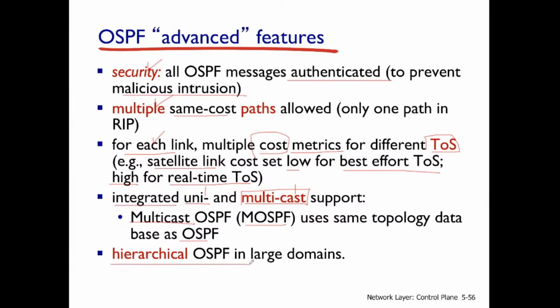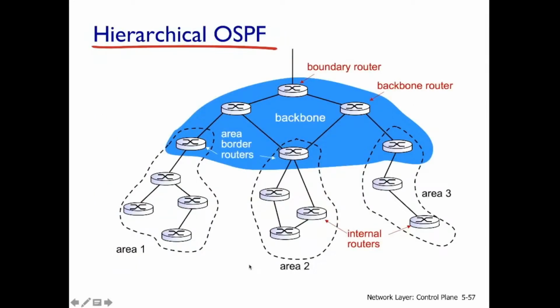By the way, one can also configure OSPF to run in a hierarchy, such as the one I am illustrating here. You see there are two levels of hierarchy. At the lower level, area 1, area 2, and area 3. Inside each area, we could be running OSPF, and all these internal routers within an area run the same OSPF. It requires the same metric, link cost.